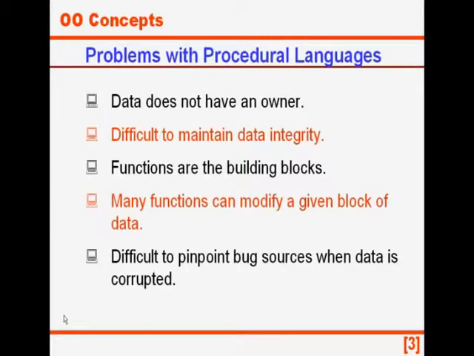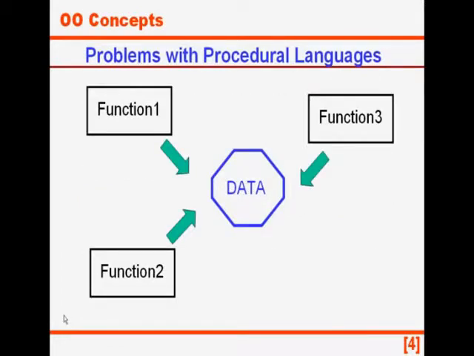Why is it so? The main building blocks of a procedural language are functions. Whether it's a Fortran program or a C program, functions are the building blocks of the program. Now, many functions can modify a given block of data. So, when the data gets corrupted, or something goes wrong with the data, it becomes very difficult to pinpoint which function has misbehaved to create the bug. Here's a picture. We have here function 1, function 3 and function 2 all using shared data.